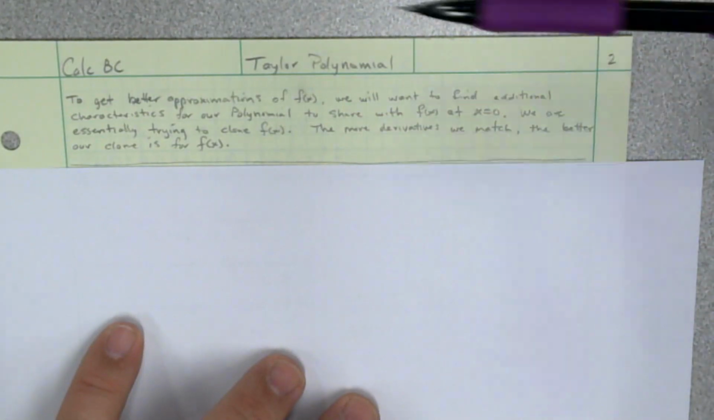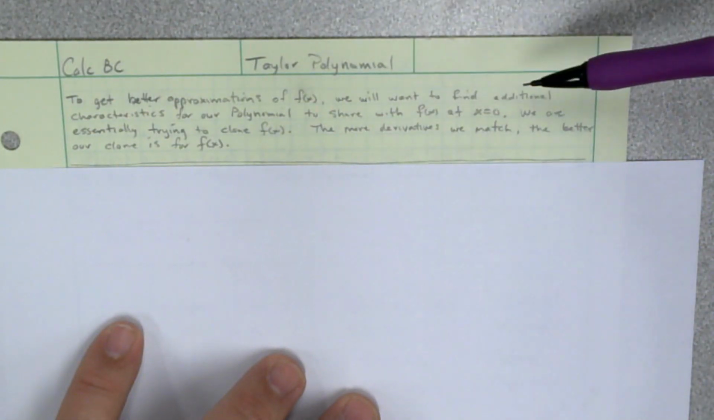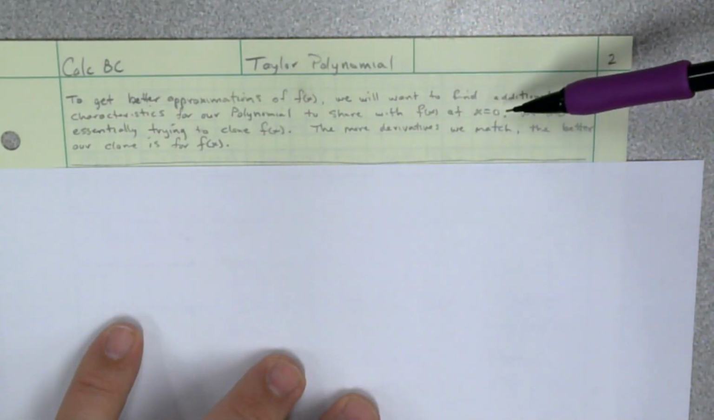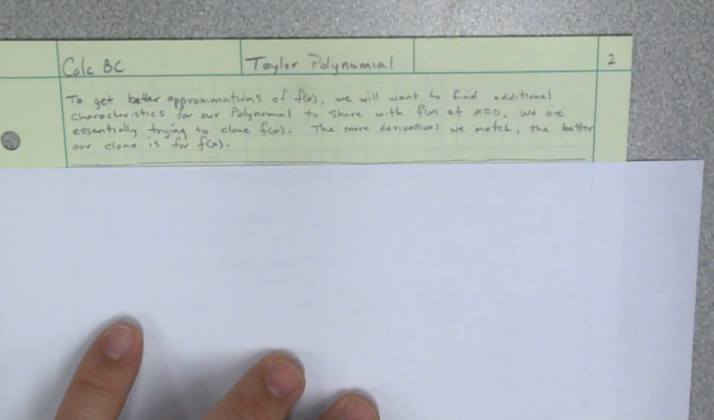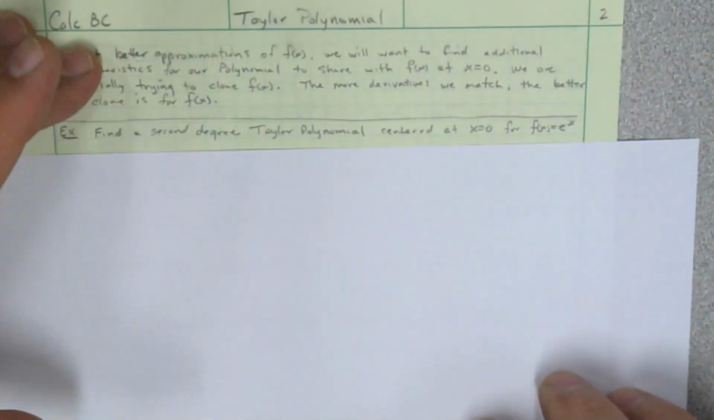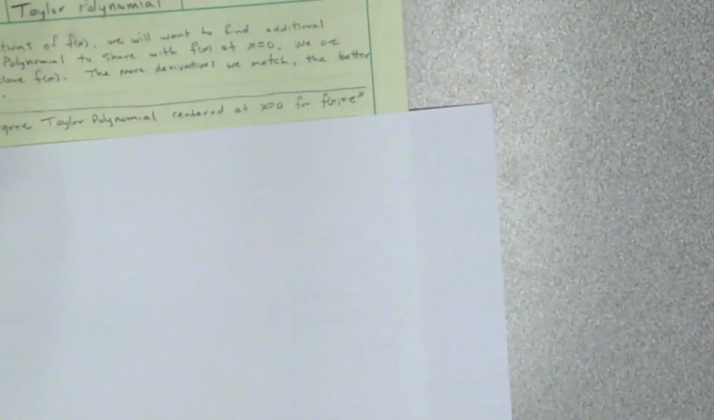To get better approximations for this function, we want to find additional characteristics for our polynomial to share with f of x at 0. We are essentially trying to clone the function. The more derivatives we match, the better our clone is for the function. So if I take the derivative, then they share the same slope. If I take the second derivative, they share the same concavity at that point, and so forth and so on. The more derivatives we match, the better our approximation is going to be around that point. So I have an example here we're going to look at using our same problem. Let me get my paper over here.